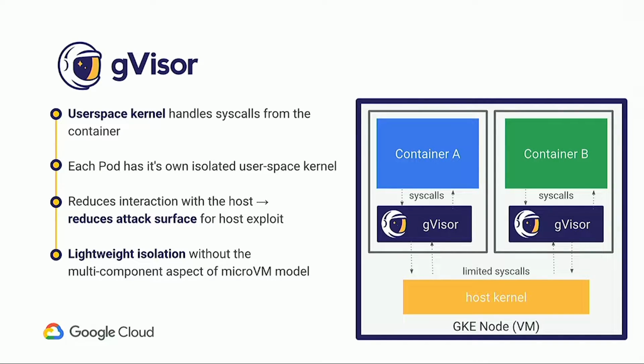Each pod is isolated with its own user space kernel, so we don't have a single user space kernel for all containers. This keeps all of the containers isolated from each other. By having this user space kernel, we're also isolating from the host, so that host interaction is greatly reduced. And so we don't have containers interacting with the host and able to get host-level privileges.